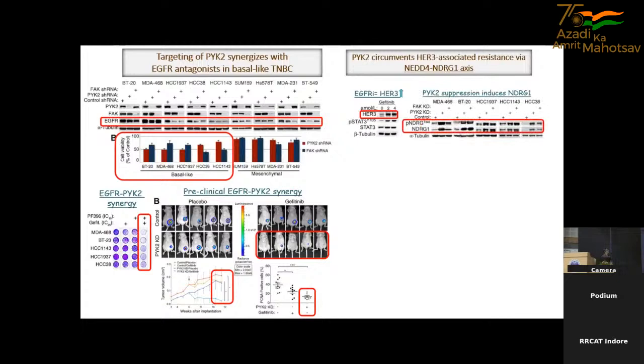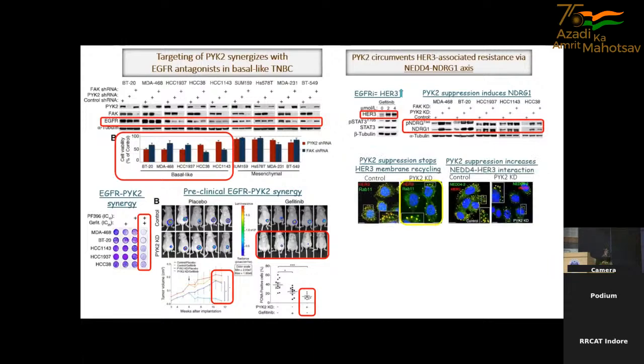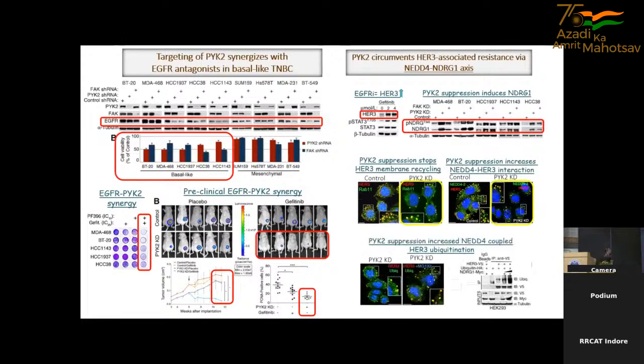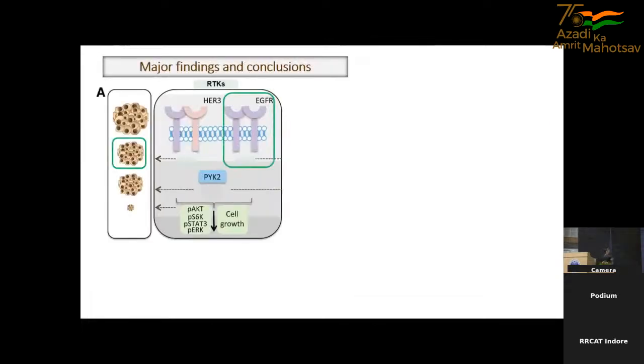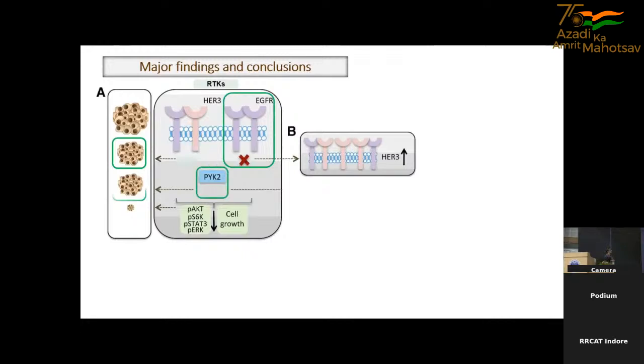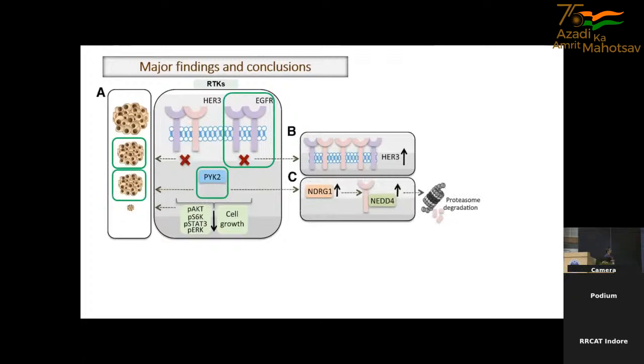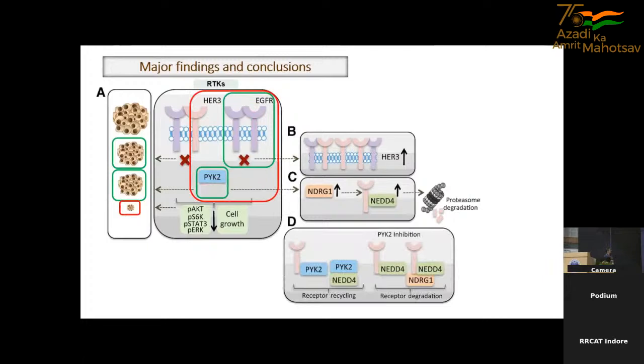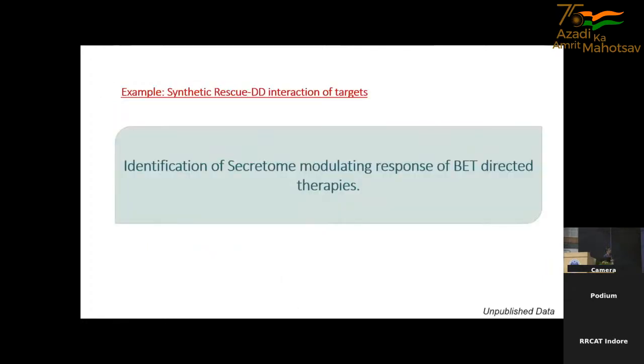So this effect is brought about by the NDRG1 protein, which actually facilitated the degradation of the HER3 receptor in a PYK2 knockdown condition. So this was one of the examples. Another example I will just quickly go through. So this is the mechanism of how it works. With EGFR, anti-EGFR therapy actually generates upregulation of the synthetic rescuer, and when you combine with PYK2, this HER3 was eliminated, and the combination actually could provide upregulation of NDRG1 and suppression of several pathways, which generated the combination therapeutic effect in triple negative breast cancer.